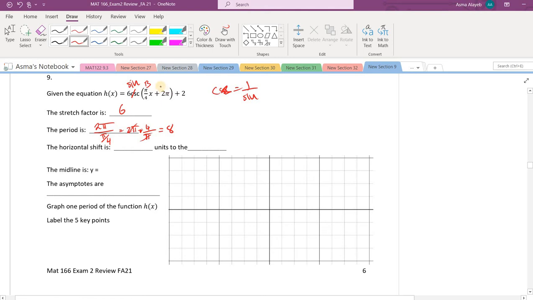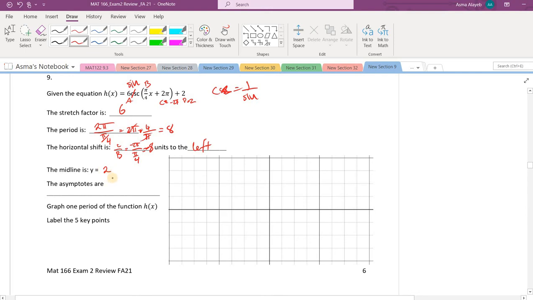C, as you can see here, is negative 2 pi. So this is A, this is B, this is C, equal to negative 2 pi, and D is equal to 2. The horizontal shift is equal to C over B. I know that C is negative 2 pi over B, which is pi over 4, which is again going to give me negative 8. Negative 8 means it's 8 units to the left. So I know it's going to shift 8 units to the left. And finally, I need the midline. So the midline here is D. D is equal to 2.